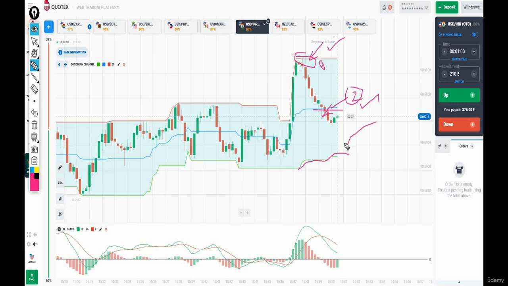When the candle reaches this bottommost level, this bottommost line will act like a support. At that time, I will go along with the buyers.